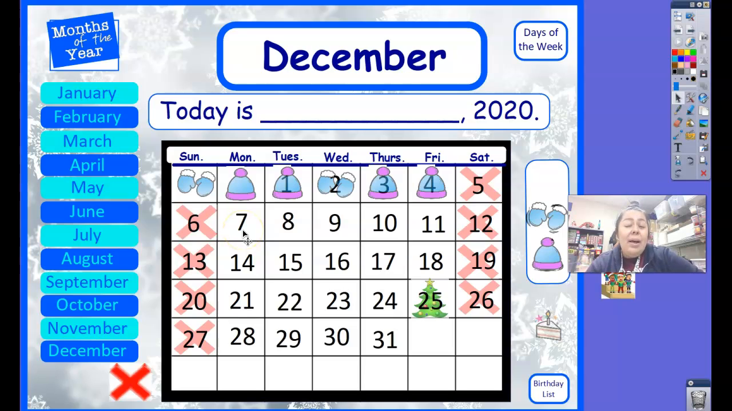Now let's see what pattern should come next. Which piece in our pattern? Think about it first, and then let's see if you are right. What should come next in the pattern? Now let's check. Mitten, hat, hat. Mitten comes next because our pattern for the month of December is mitten, hat, hat. That's what keeps repeating. Great job, friends.